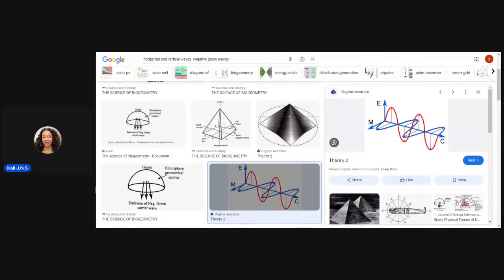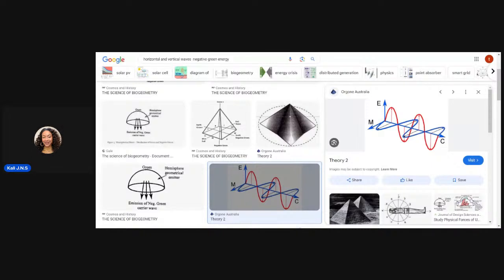And so the horizontal magnetic frequency of the negative green is actually the one that is the positive one for humans. Okay. And so if you have a cat, that horizontal wave is harmful to the cat, though. So the vertical wave is beneficial to the cat, but the horizontal wave is harmful to the cat. Same with termites and ants.